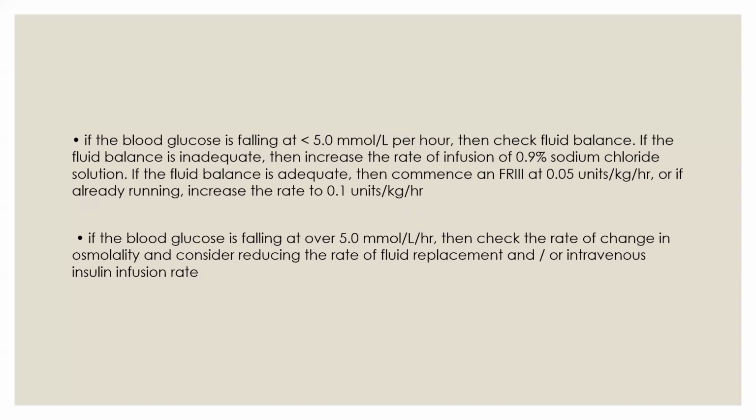If blood glucose is falling at less than 5 mmol per liter per hour, then check fluid balance. If fluid balance is inadequate, then increase the rate of infusion of 0.9% sodium chloride solution. If fluid balance is adequate, then commence a fixed rate insulin infusion at 0.05 unit per kg per hour, or if already running, increase the rate to 0.1 unit per kg per hour.